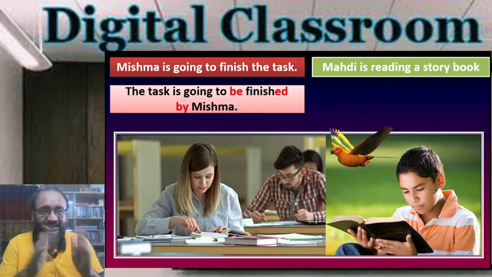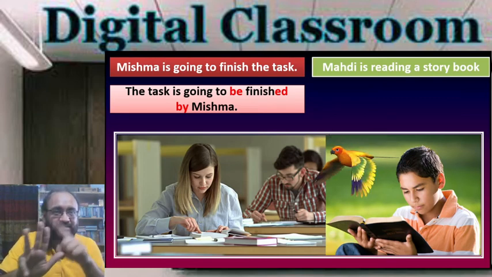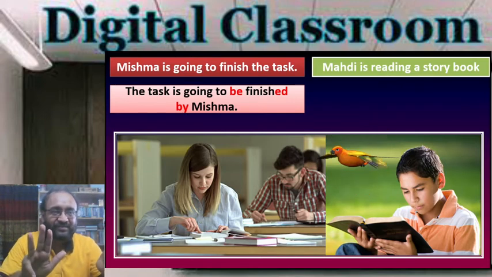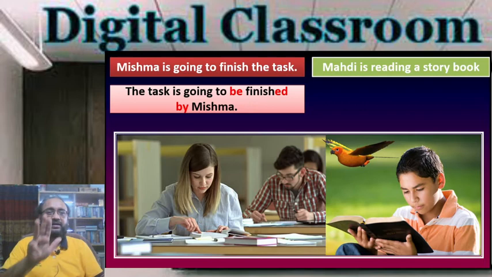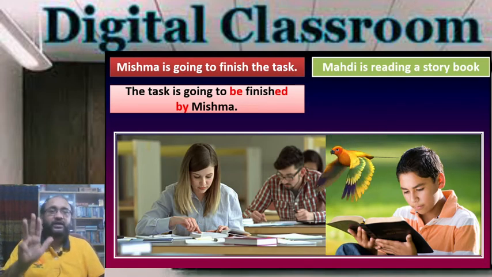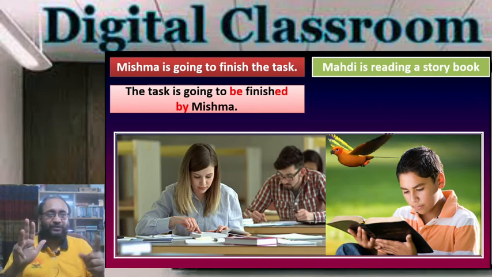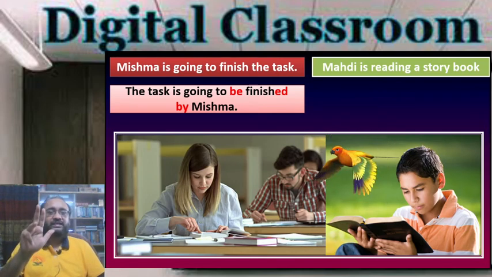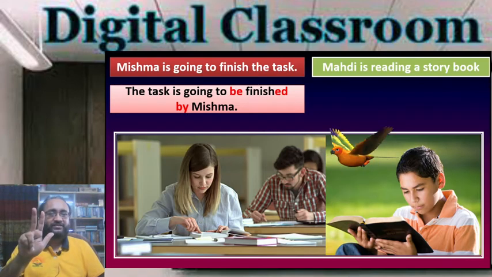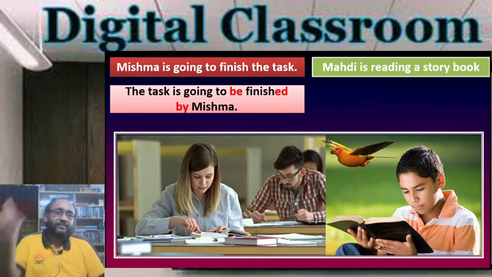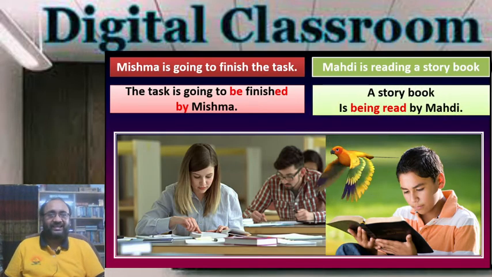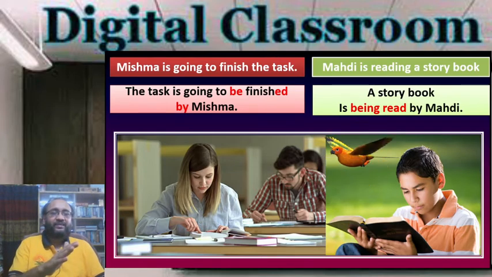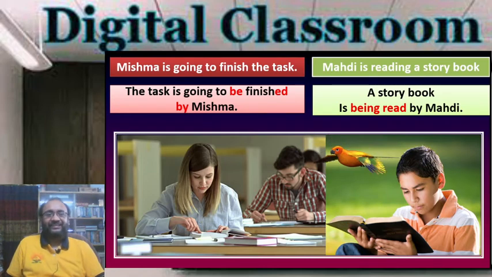Okay, so let's see. Number 1 is what? Object will be subject. So the object is a storybook. Very good. So a storybook will be first. Number 2. So you have to use is being, B-E-I-N-G. Is being. A storybook is being. And number 3, verb past participle. Read, read. So a storybook is being read. Number 4, by. And number 5, Mahadi. So what will be the answer? A storybook is being read by Mahadi. Very good.